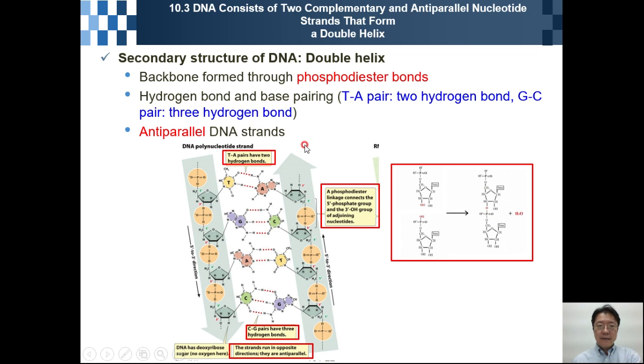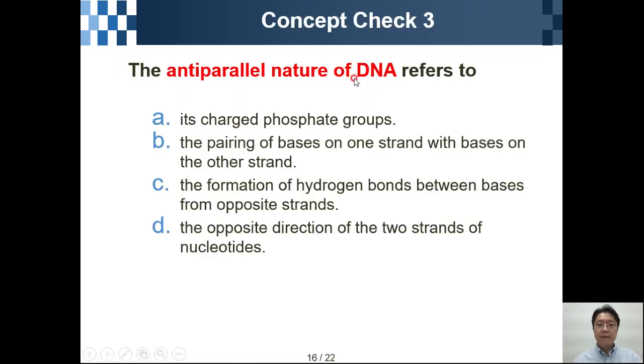So okay, let's start again. The backbone is formed through phosphodiester bonding. After that, hydrogen bonding happens and base pairs form like this. And also each strand is antiparallel, so 5 prime to 3 prime and 5 prime to 3 prime directions. So the antiparallel nature of DNA refers to what? The answer is D, the opposite direction of the two strands of the nucleotide. So the answer is D.